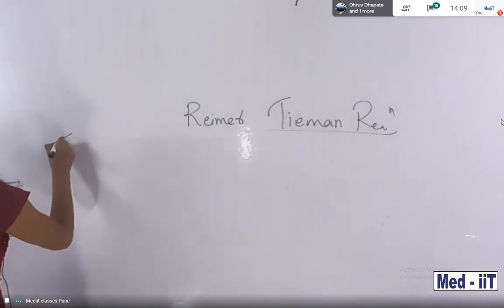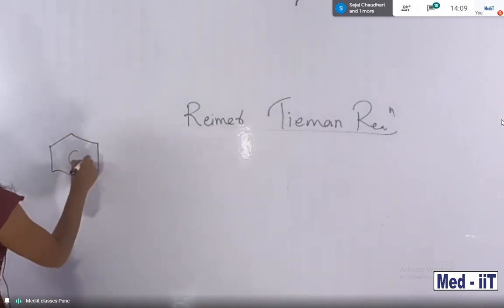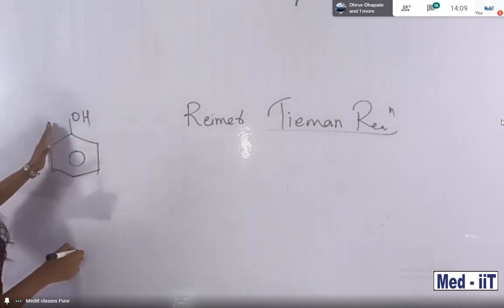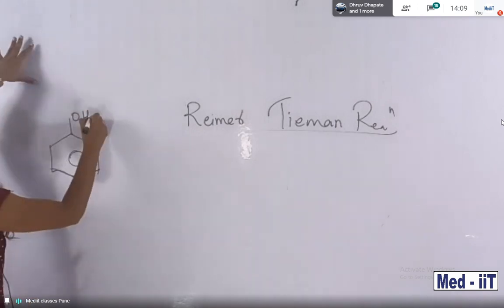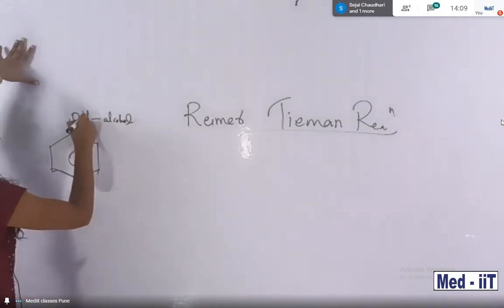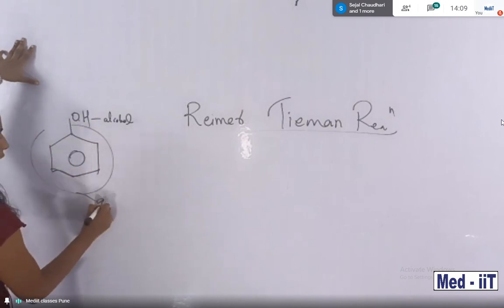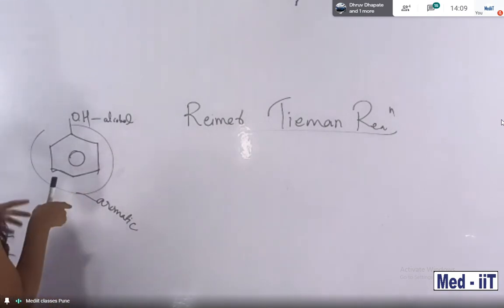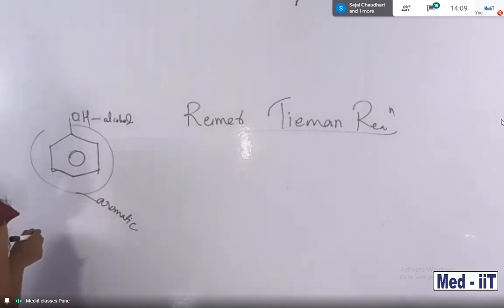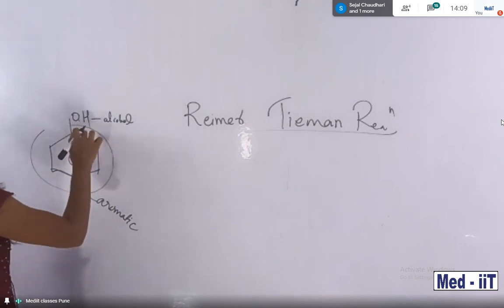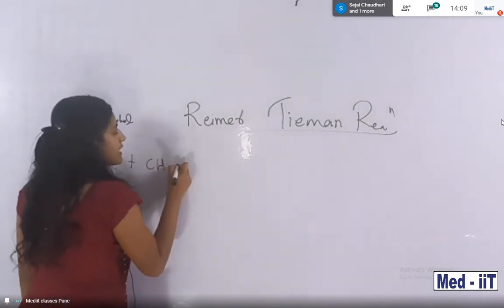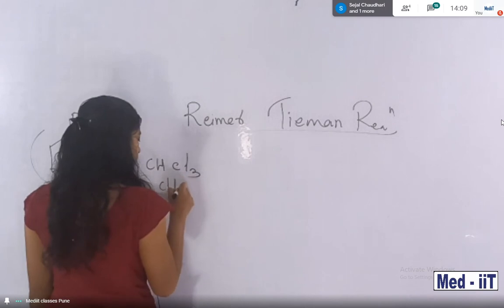Here, phenol is with you. Phenol means an aromatic alcohol. This is an aromatic compound along with an alcohol group. This is alcohol, OH. This is aromatic, an aromatic cycle, na? Means a derivative of benzene. So this is an aromatic alcohol. So what they will do in the presence of CHCl3, this is called chloroform.